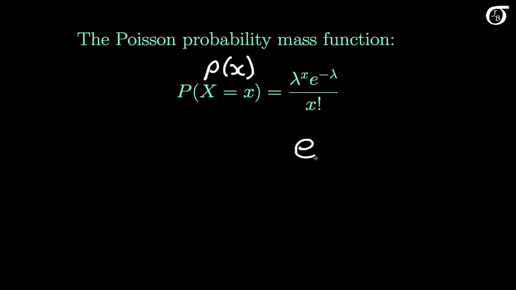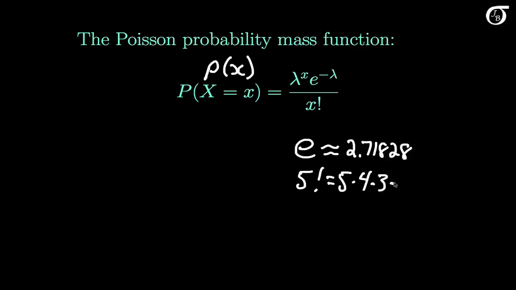E, like pi, is an important mathematical constant, the base of natural logarithms. It is approximately 2.71828, but it is an irrational number that has infinite non-repeating decimal places. We've discussed factorials previously, but as a specific example of this x factorial, 5 factorial would be 5 times 4 times 3 times 2 times 1, and that would be 120.